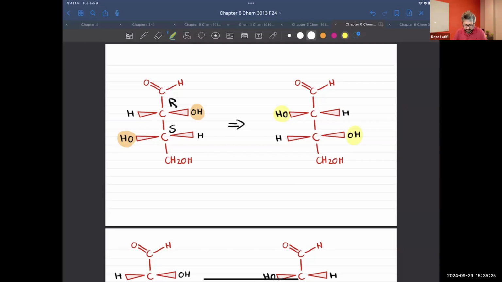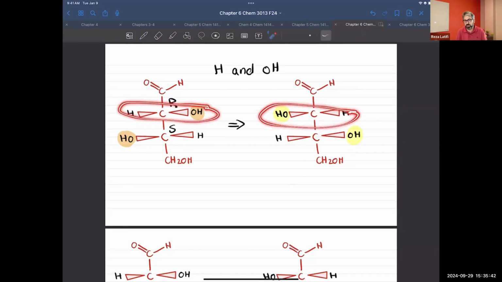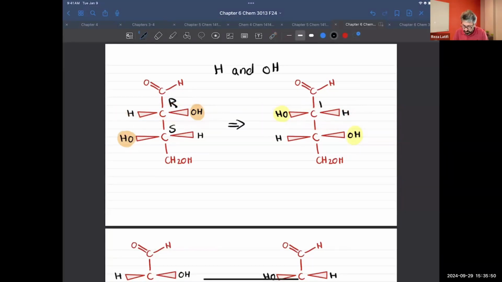We had R and S. If you flip position of which substituent? We flip position of H and OH. Okay, we flip position of those two. If you flip position of two of the substituents, the configuration will be inverted. So if this one is R, that's supposed to be S. This one's supposed to be S. Let's double check it. So I'm saying this one's supposed to be S.